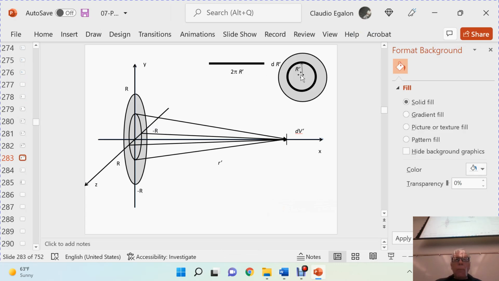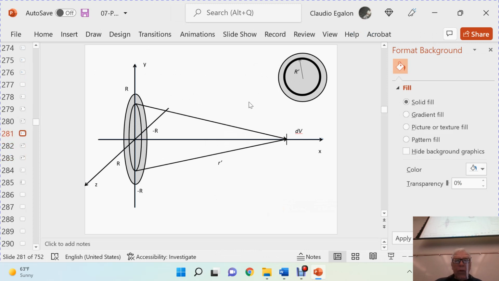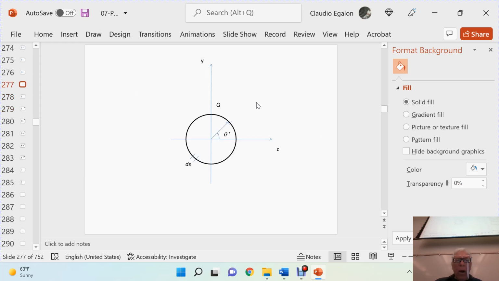Oh, I put r prime, right? In my notes here, I put r prime, but let's not use r prime, let's put it r, little r.